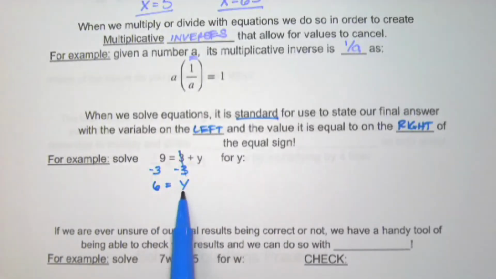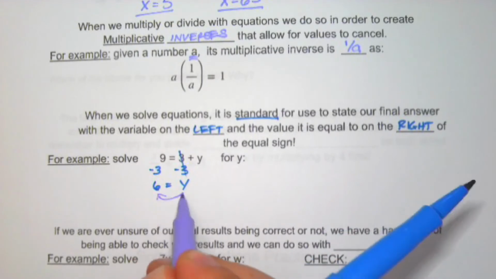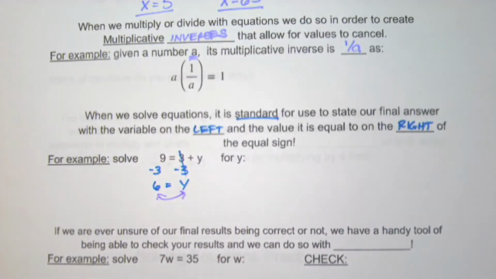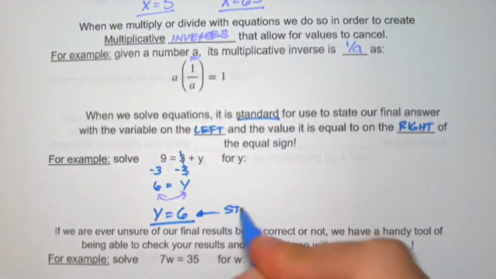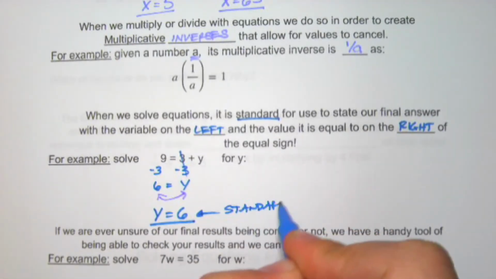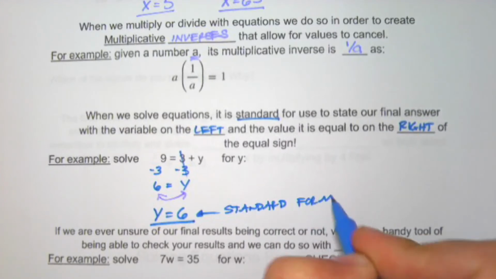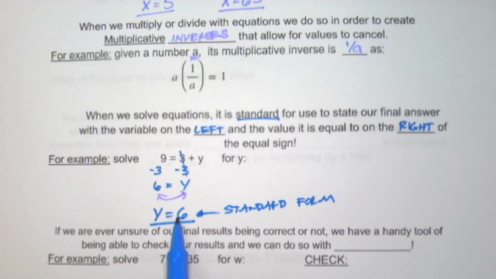But this isn't the form we want to leave it in. So we want to make sure that we use this reflective property where we can reflect everything on both sides of that equal sign and still have a true value. So every time we want to have this in standard form: variable on the left, the value it is equal to on the right.